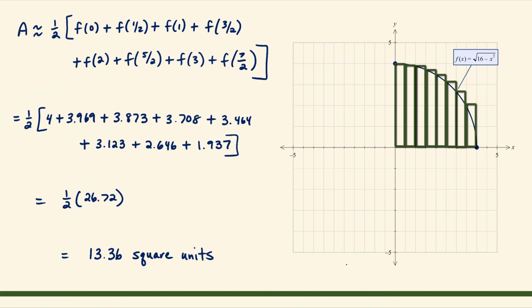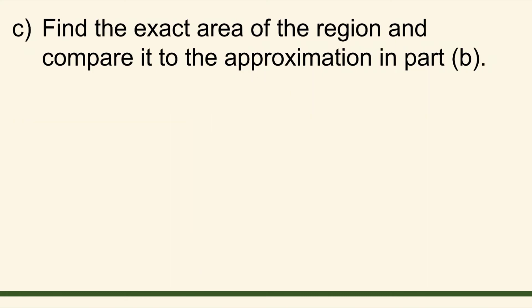So our approximation of the area under the curve of f of x and above the x-axis from 0 to 4 is approximately equal to 13.36 square units. Part C, find the exact area of the region and compare it to the approximation in Part B. The region is 1/4 of a circle. Therefore, the true area will equal 1/4 of pi r squared, where r is the radius of the circle.